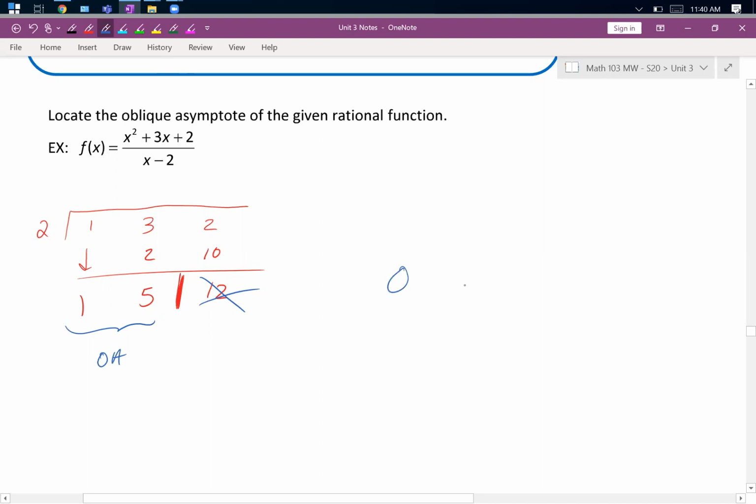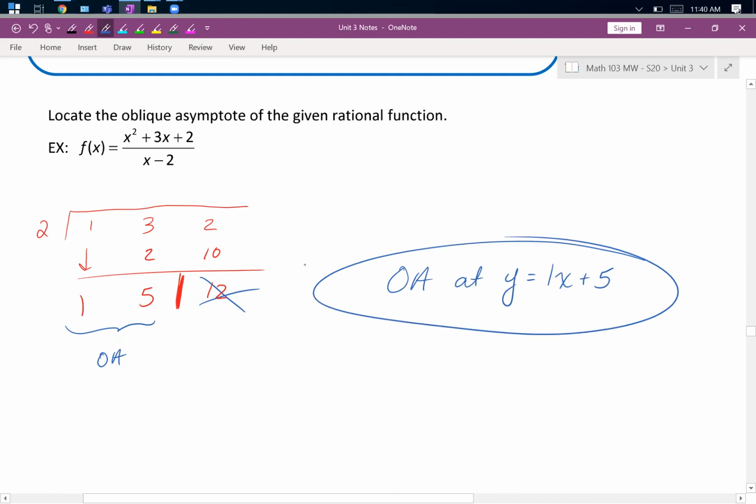Oblique asymptote at y equals, and we know that our quotient is linear. So that's going to be 1x to the first plus 5. Now, of course, you don't have to put the 1 in front of the x. I'm just trying to emphasize where I'm putting the numbers. Questions on identifying oblique asymptotes?